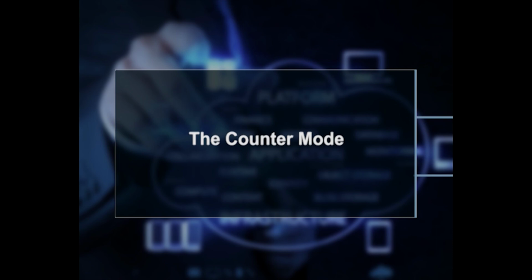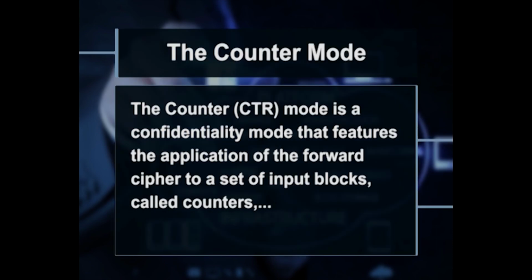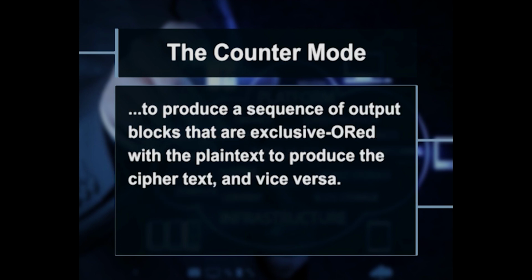The counter mode, that is CTR. CTR mode is the confidentiality mode that features the application of the forward cipher to a set of input blocks called counters to produce a sequence of output blocks that are exclusive ORed with the plaintext to produce the ciphertext and vice versa.